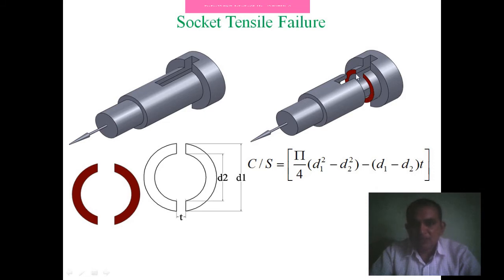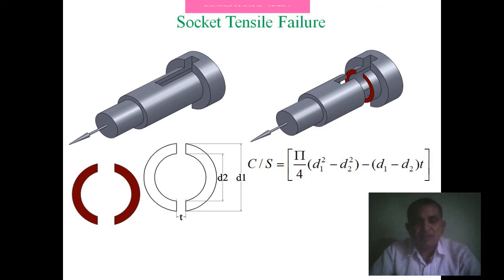So our aim is to find this cross-section area against the tensile failure. D2 is the diameter of this spigot, D1 is the diameter of this socket, and T is the thickness of the Cotter. You can find the cross-section area from the equation pi by 4 in brackets D1 square minus D2 square, minus in brackets D1 minus D2 into T. In this way you can find the cross-section area for the socket against the tensile failure.